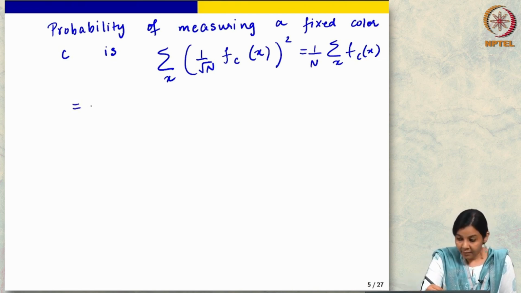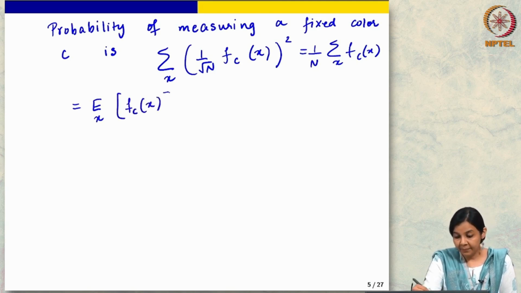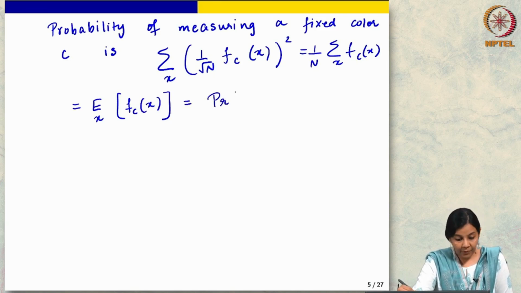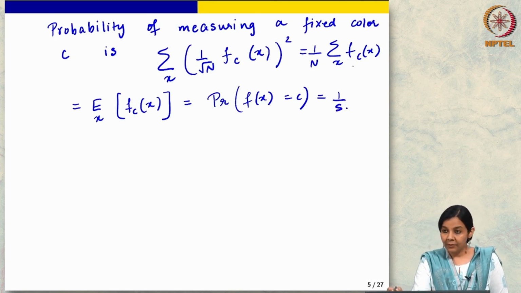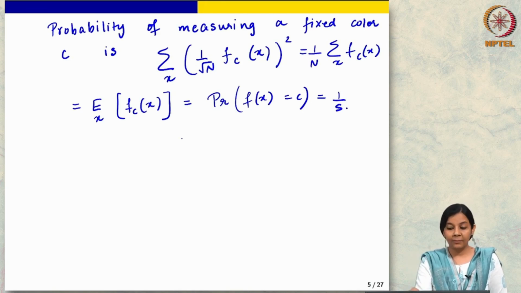Then this is the expected value over x of Fc(x). This is just by the definition of expectation, and this in turn is the probability that f(x) is equal to c, which is equal to 1 over S. So it is a simple implication: we just rewrite the term in terms of expectation, it follows by the definition, and because Fc(x) is a 0-1 function, this becomes just the probability, which is 1 over S.